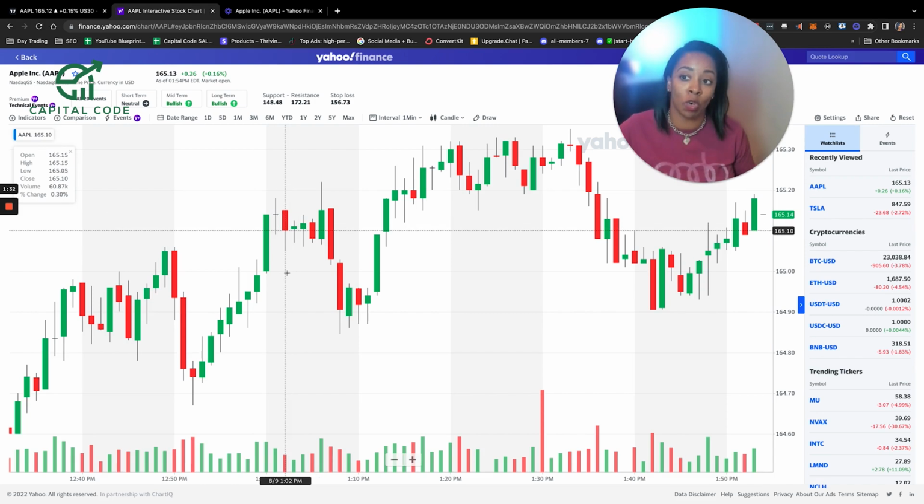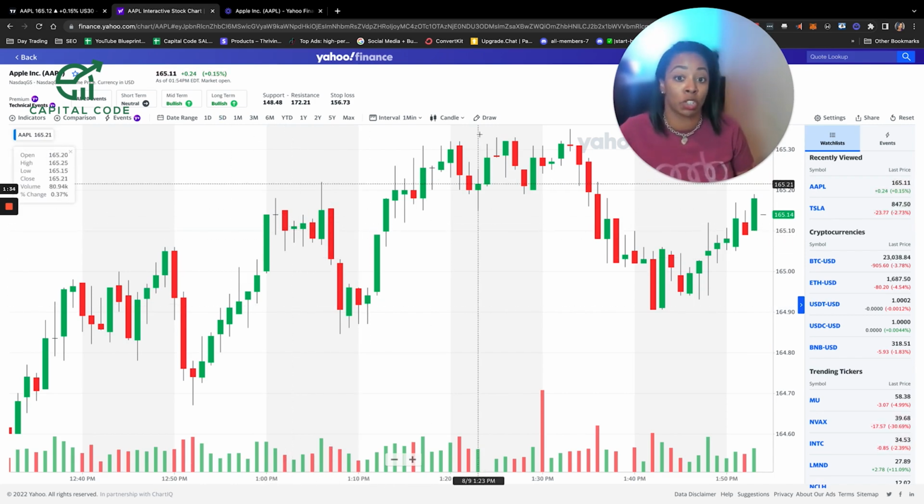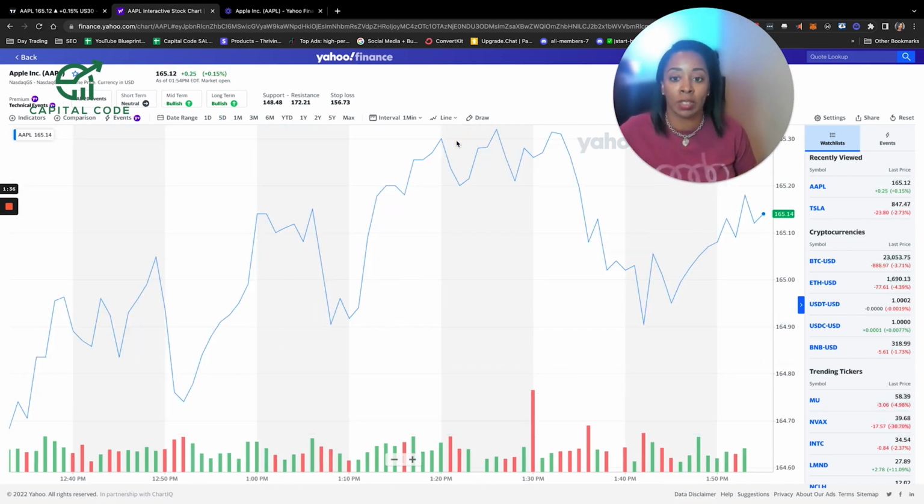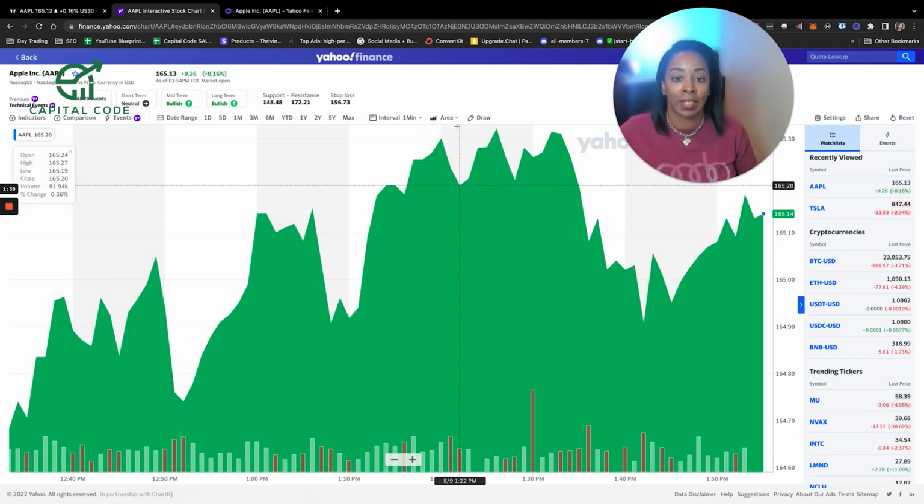I'm going to switch over to TradingView, but I wanted to show you how you can look at candles, lines, or the area chart.